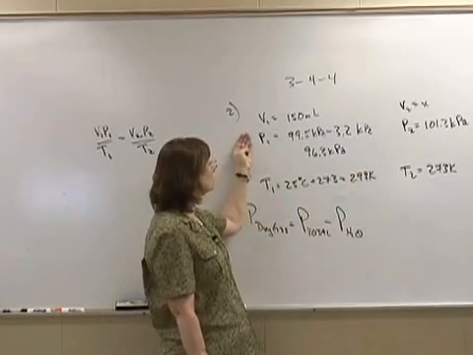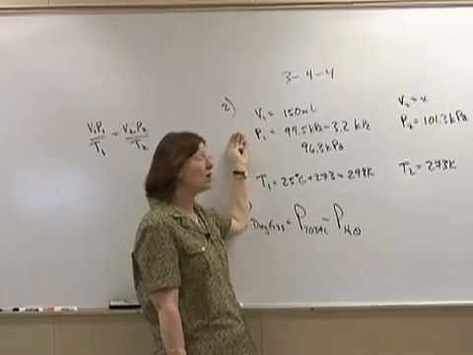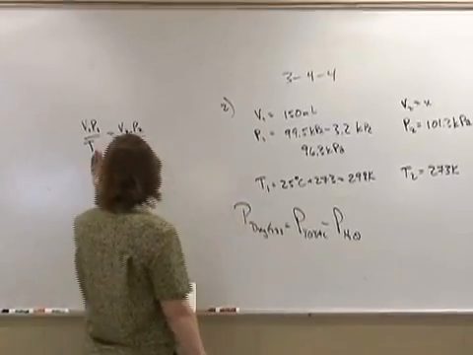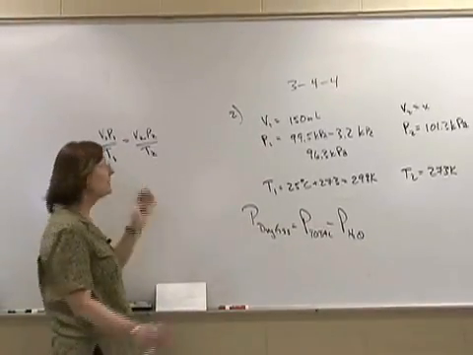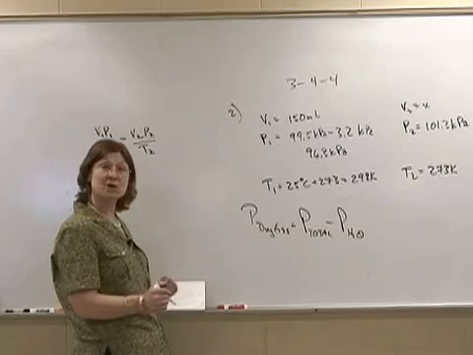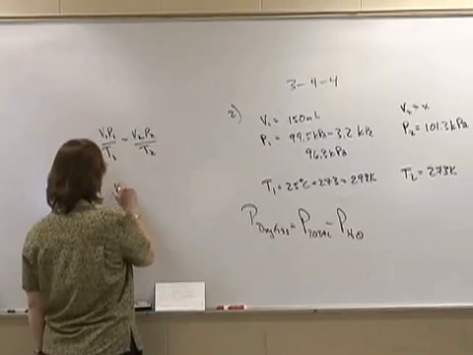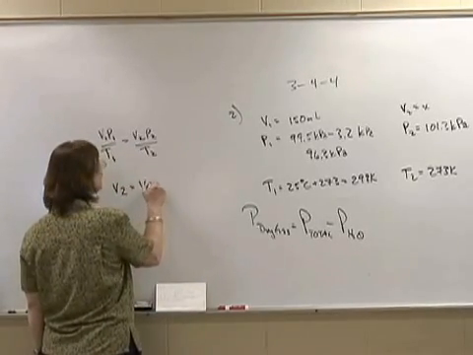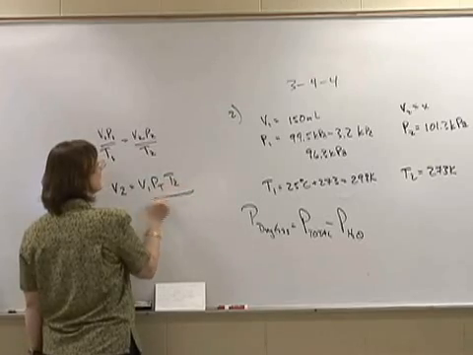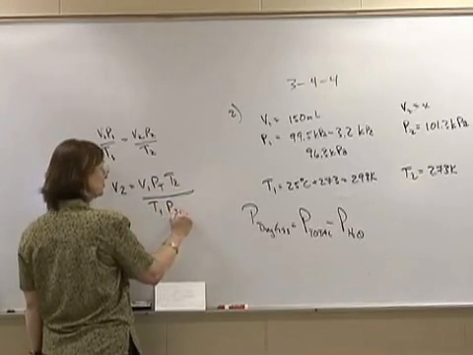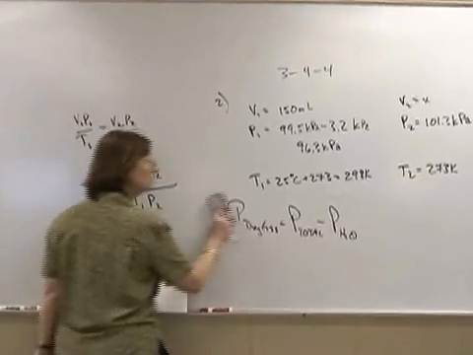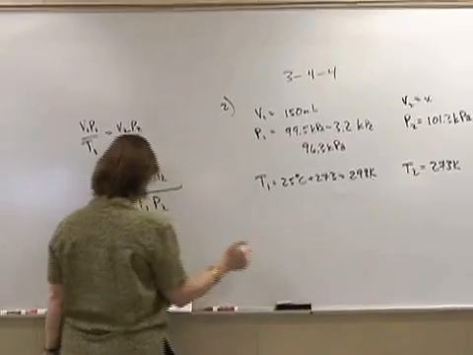Then once I have Dalton's law using my P1 to get my P1, then I'm going to use the combined gas law. And I'm going to solve it for my unknown. And my unknown is that V2 equals V1 P1 times T2 divided by T1 P2. Now I will substitute in the values from my chart.